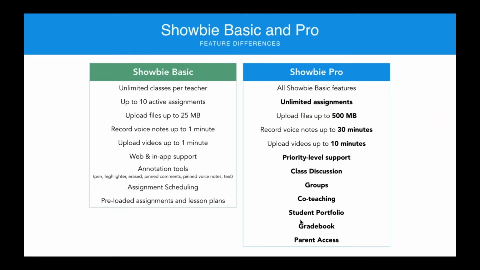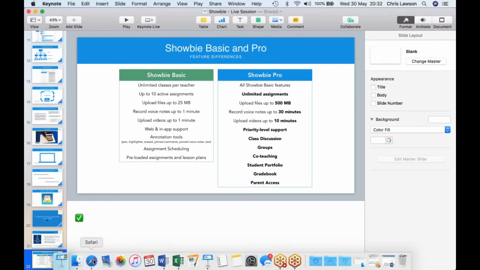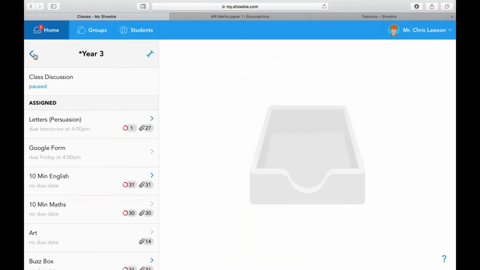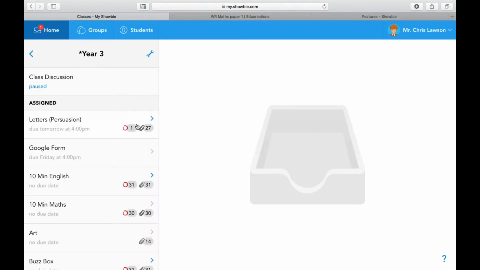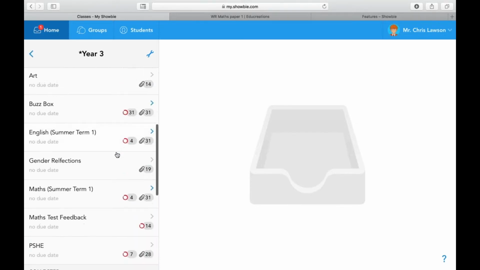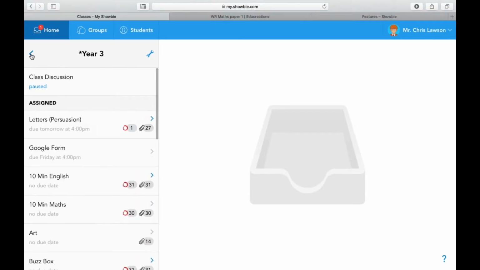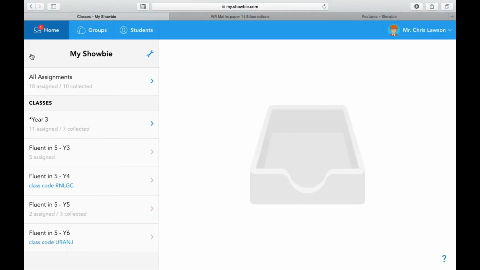So, touched on this earlier, the difference between the basic and the pro features. So the basic has unlimited classes per teacher, but up to 10 active assignments. So what I mean by that, if I just go off, we can have unlimited numbers of these, which I've not got many of. We can have unlimited ones of these, and within however many of these you've got, you can have 10 active. Now let's see, I've got 2, 4, 6, 8. I've got more than 10 already, but that would mean that you can archive them.